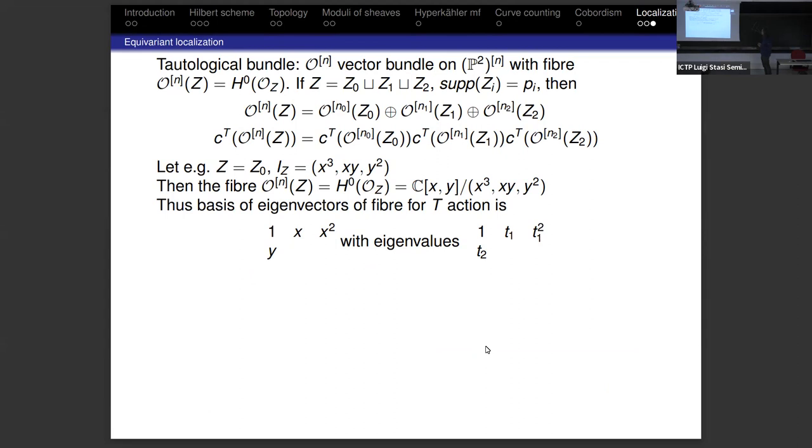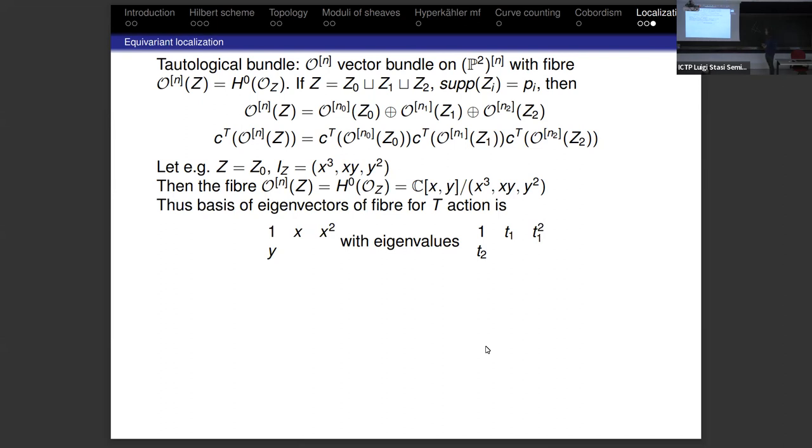And if Z is a union of these with support at the P_i, the O of this is just the direct sum. So the total equivariant class is just the product of them. Well, let's just look at an example. Assume that Z is the ideal generated by these. Then the fiber of Z is this quotient. So it has an equivariant basis 1, x, x squared, and y.